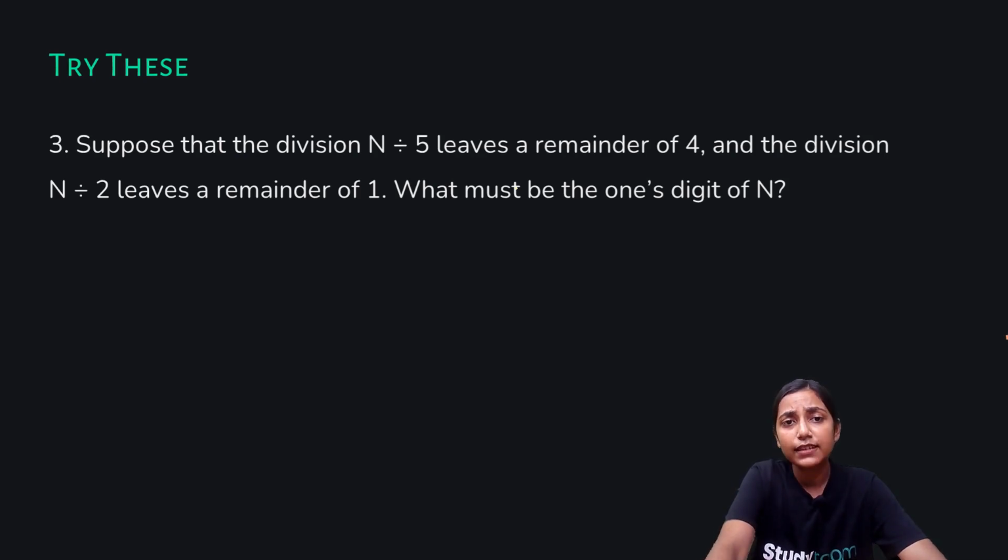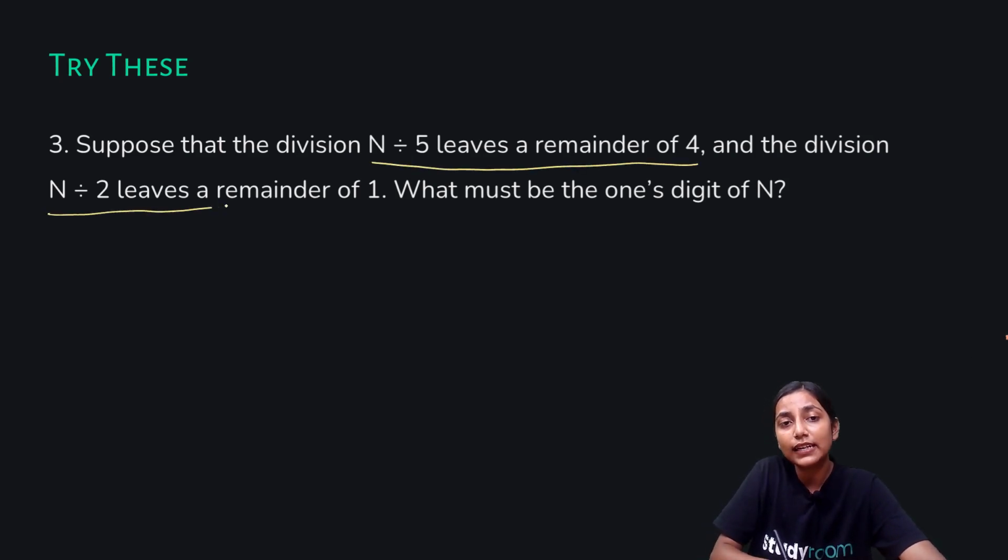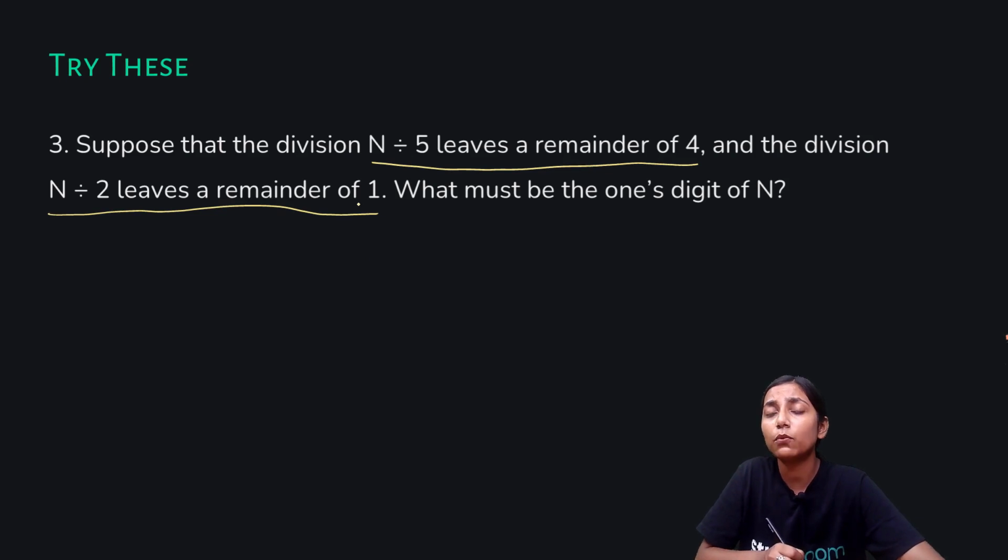Now suppose we have both of the divisions, n divided by 5 as well as n divided by 2. When n is divided by 5, it leaves a remainder 4. And when n is divided by 2, it leaves a remainder 1. What must be the ones digit of n? When we are dividing the same number by 5, we are getting the remainder 4. And when we are dividing the same number by 2, we are getting a remainder of 1. What is the ones digit of that number n?